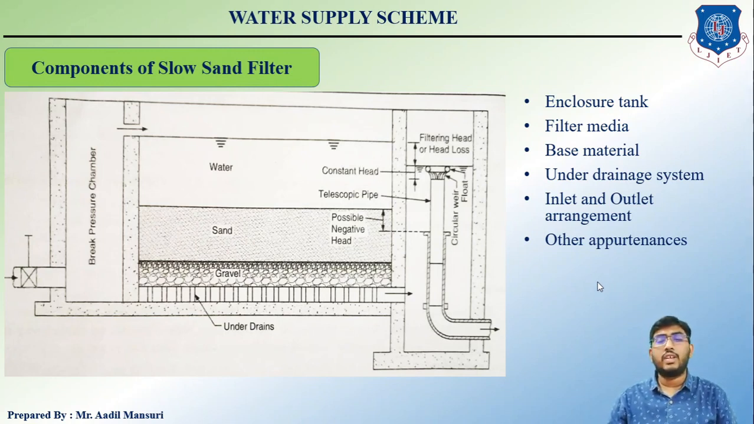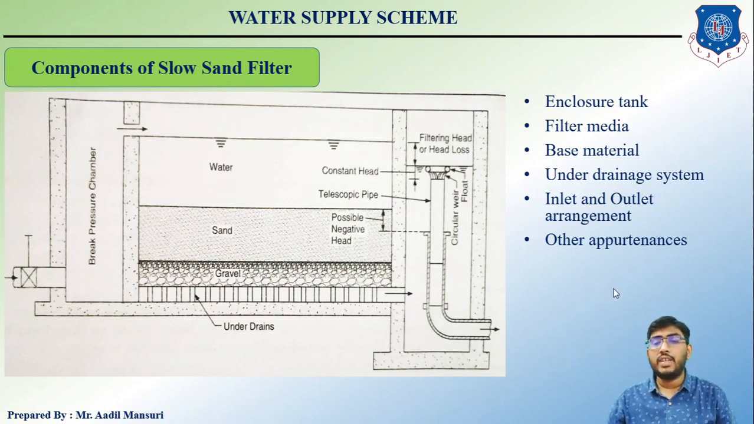Next, talking about the filter media. The filtering media consists of sand layers about 90 to 110 centimeters in depth, placed over gravel support as discussed earlier. The effective size of sand usually varies from 0.2 to 0.35 mm, and the uniformity coefficient varies from 2 to 3. The finer the sand, the better the quality of water obtained. The sand may be of the same size or graded, that is, coarse at the bottom and finer at the top.